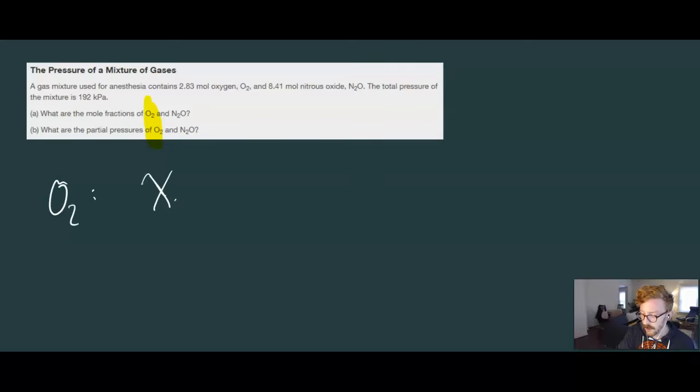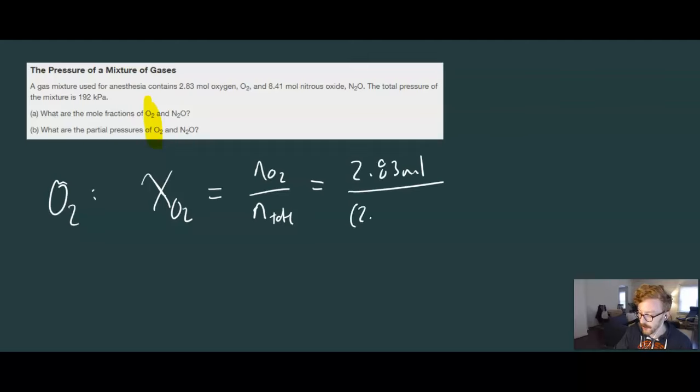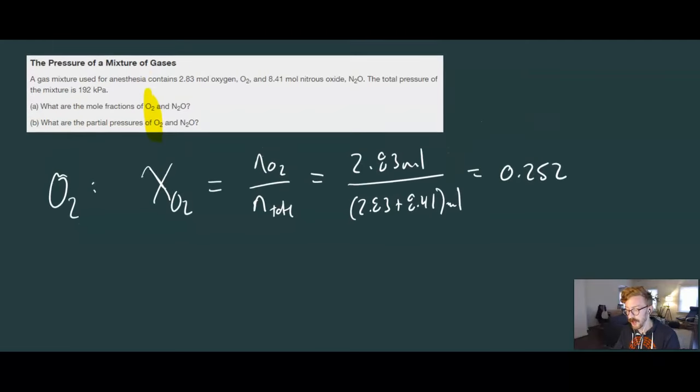the mole fraction of O2 is going to be equal to moles of O2 over the total moles. So this is going to be equal to 2.83 moles over, and then I'm going to add 2.83 plus 8.41. Those are the mole amounts provided. This gives us 0.252 mole fraction for oxygen. So pretty much what that means is that 25.2% of the total pressure is due to oxygen.